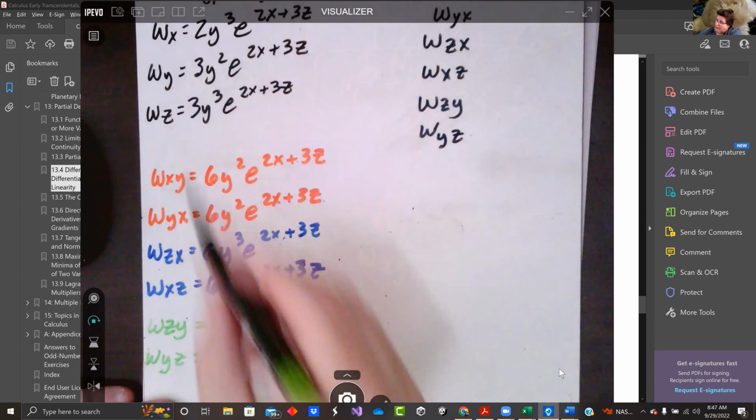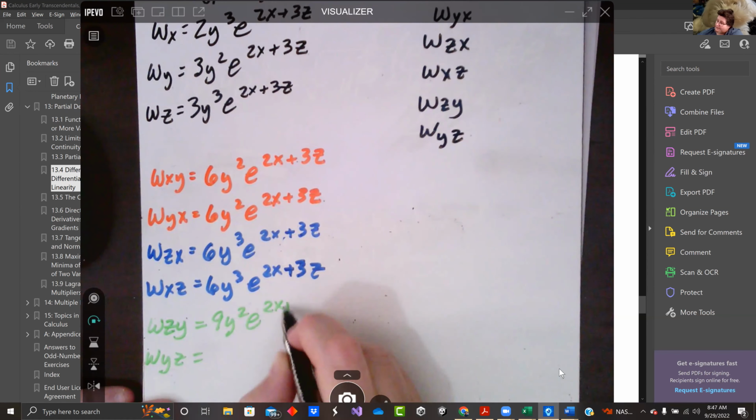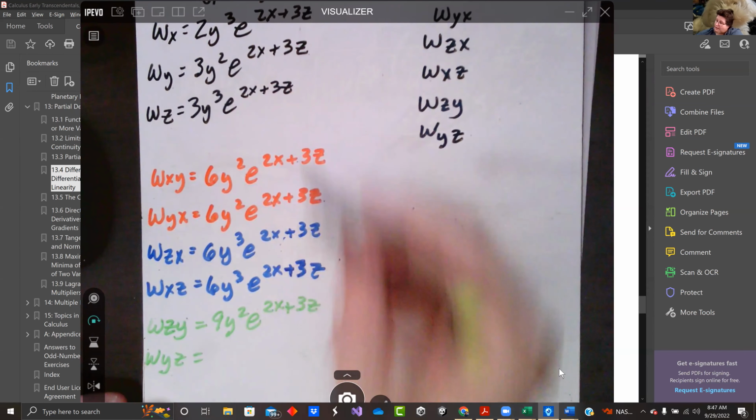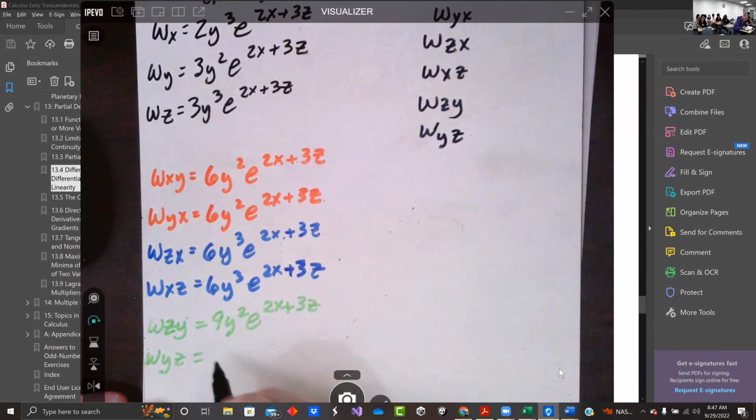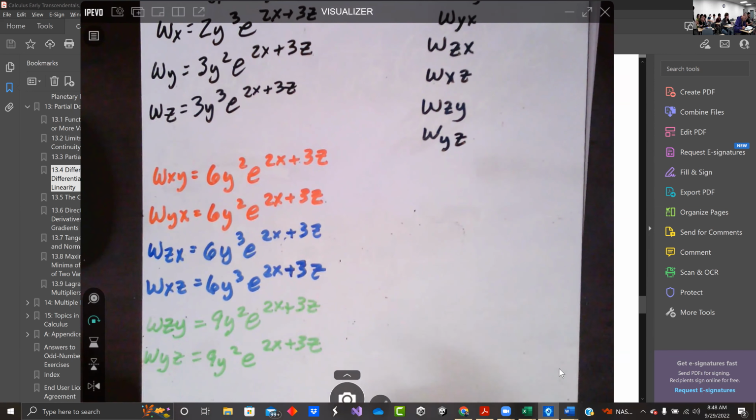Z with respect to y would be 9y squared e to the 2x plus 3z. And y with respect to z would be 9y squared e to the 2x plus 3z. So the first one's wrong then, because there's no product rule. Why does it matter? This one, because y is a coefficient. Oh, this is a coefficient. Yeah, so that isn't true. It stays there.